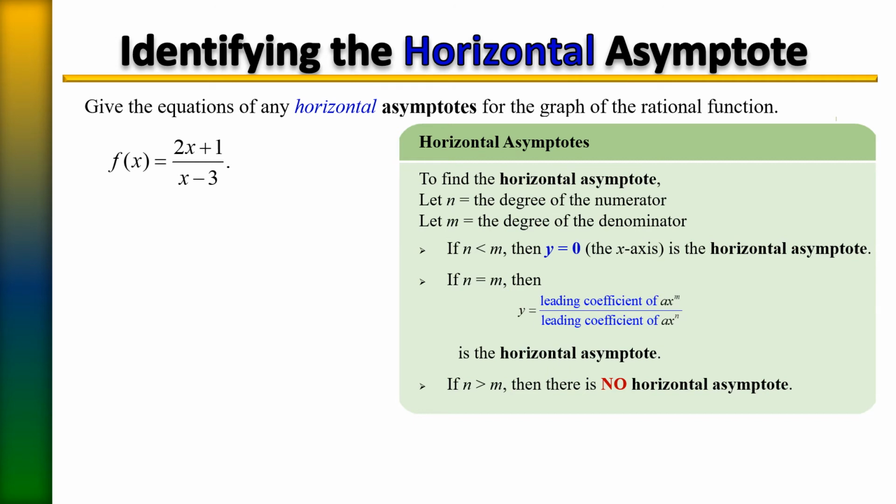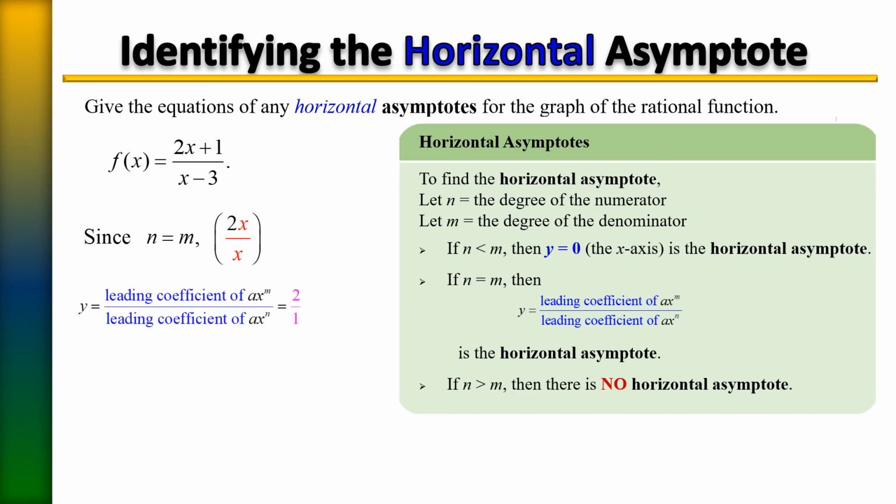The leading coefficient of the top is going to be the 2x. The leading coefficient of the bottom is x, which is the same as 1x. So when we divide that, that's going to be 2 divided by 1, which is going to give me a horizontal asymptote of y equals 2.